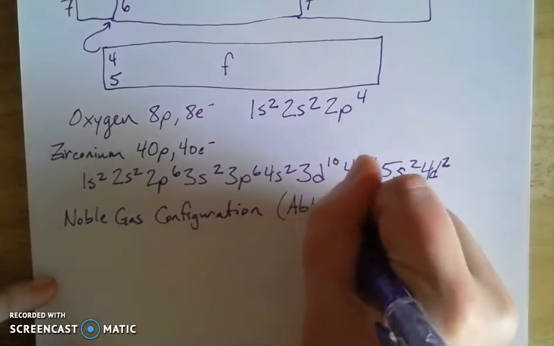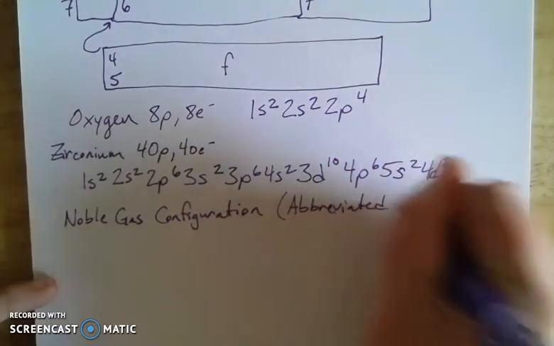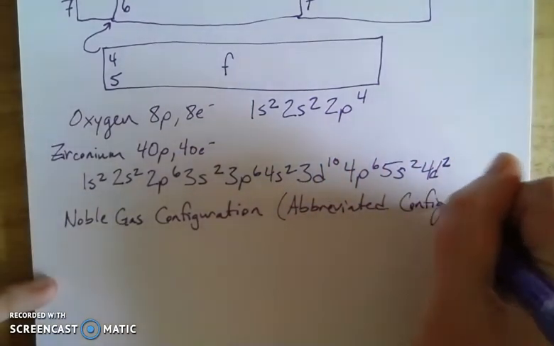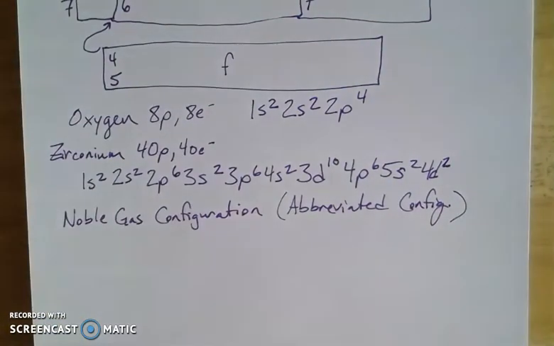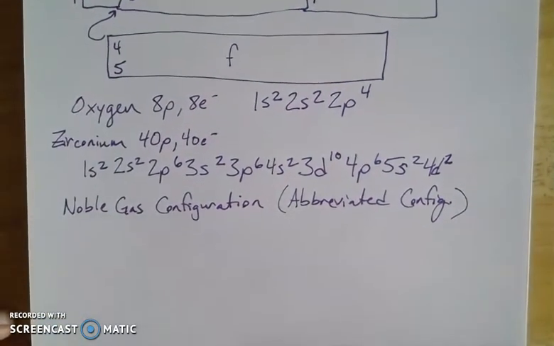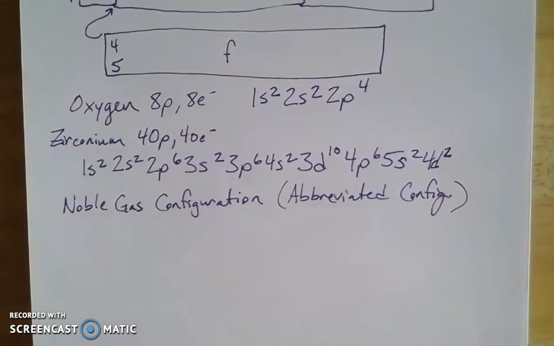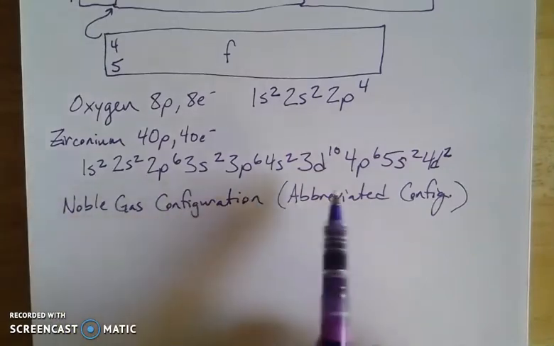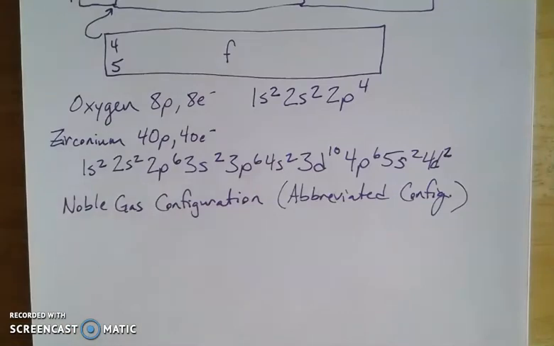So you'll see this a couple different ways. Sometimes you'll see it as the abbreviated configuration. Sometimes you'll see it as the noble gas configuration. I kind of like the noble gas configuration because it's a nod to what it really is doing. The noble gas configuration takes the electron configuration and it stops at everything that comes from the noble gas prior to. So I can account for zirconium anyway.